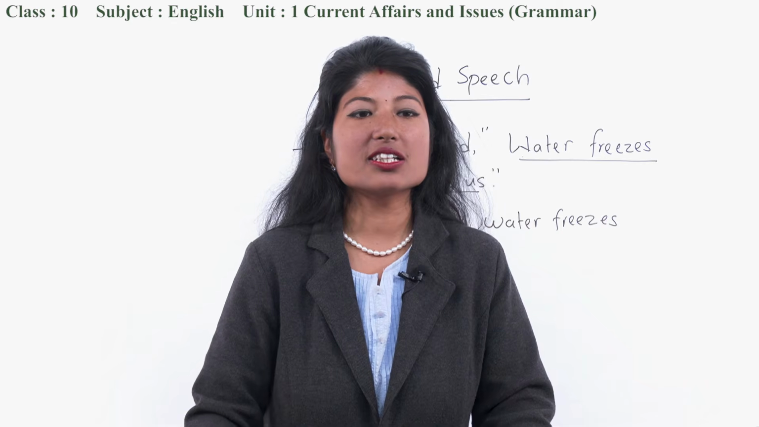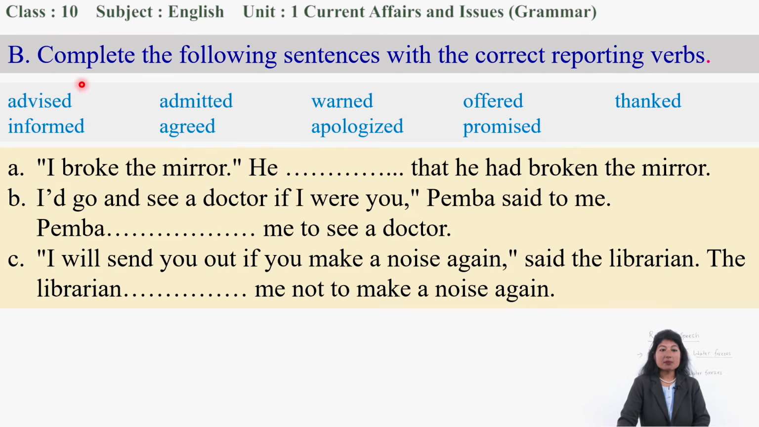What is activity B over here? Complete the following sentences with the correct reporting verb. Okay, in the discussion at the beginning, we just talked about said that, says, these reporting verbs only, but there might be many more reporting verbs. What are these reporting verbs? Look here in this box.